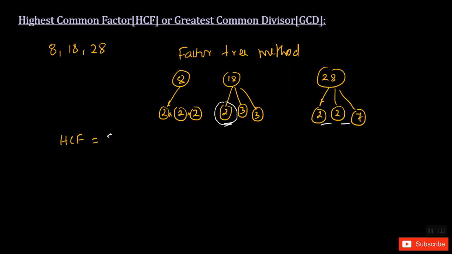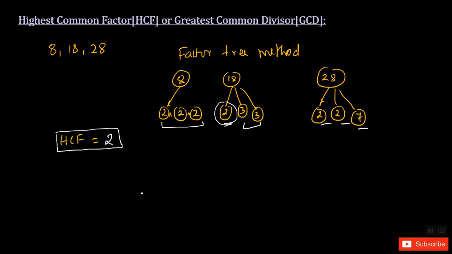So first I'll take 2 here. Check if there is any number which is common in the rest. There are no other numbers apart from 2 here, and there are 3's in this and 7, so they are completely different, they are not at all common. So the highest common factor of 8, 18 and 28 is 2. This is how you calculate. You just need to find the factor tree in terms of primes, and choose the numbers which are common. If more than one number is common, then you have to multiply them, right?